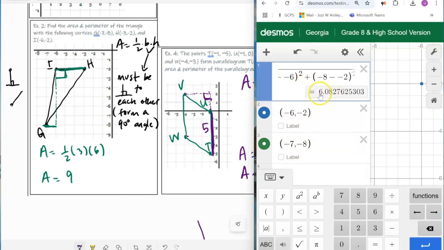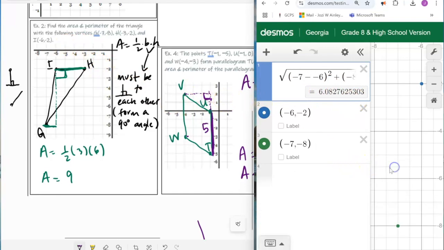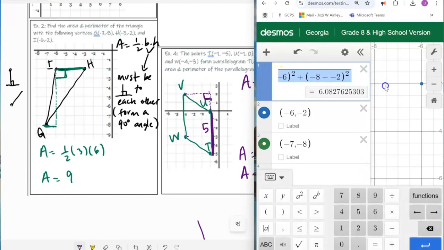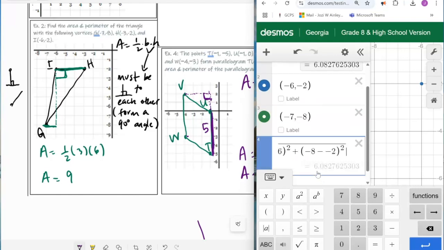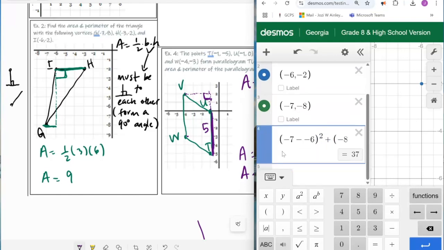Now here's the issue, right? So I have this in decimal form. Does it tell me to round? It does not. So if it doesn't tell me to round, I'm going to leave it in exact form, which means I need the radical form. And we've done this in a prior video, so I'm not going to spend so much time on it. So I'm just going to grab everything underneath that, put it on a new line. All right, apparently I grabbed the square root sign, so I'm just going to delete that. So it's square root of 37. So for this distance, GI, square root of 37.